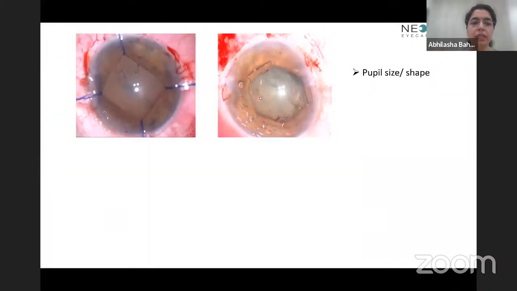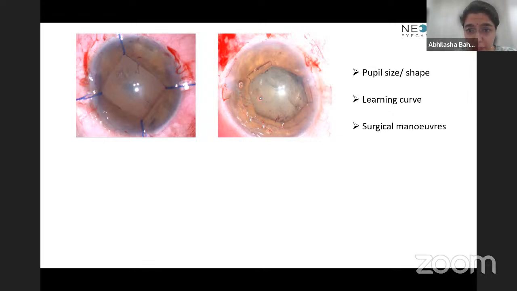So now comparing iris hooks and BHEX ring as pupil expanders. The pupil size is almost the same, but pupil shape is better with the BHEX ring, especially when you're trying to make a large round capsular rhexis. There's a slight learning curve with the BHEX ring. Putting in hooks is very straightforward.